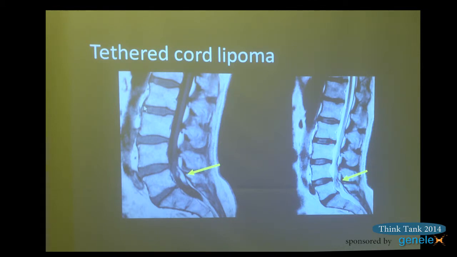So normally, the end of the spinal cord, we call it a conus medullaris, ends between T12 and upper L2. Well, hers is at the L4, L5 level, so it's pulled down this far, at least 2.5 segments, and it's under tension.